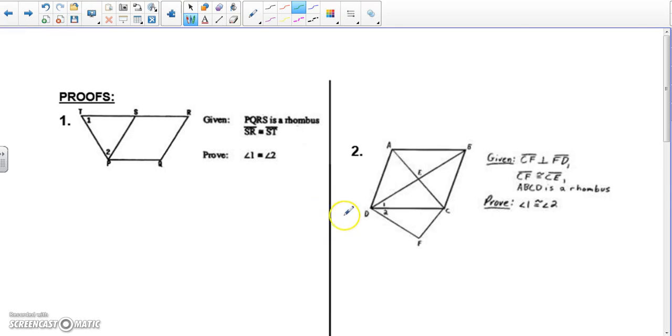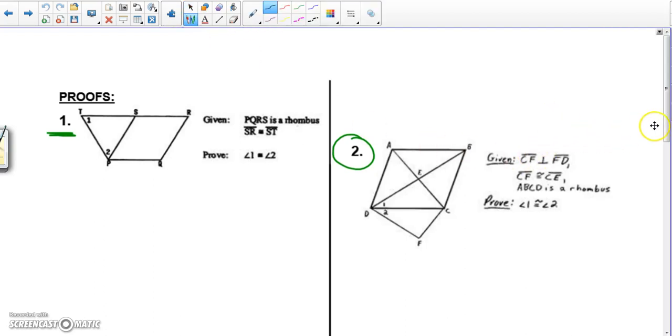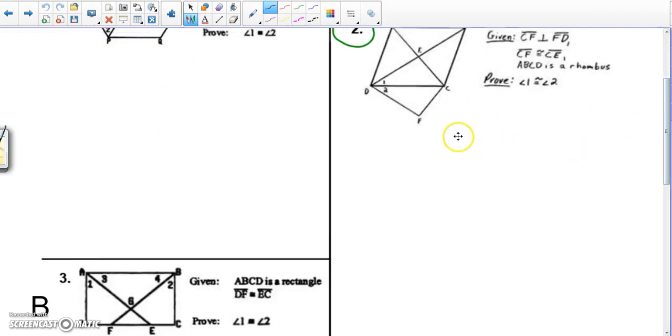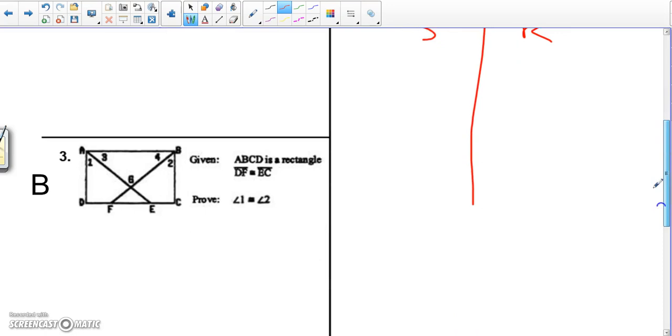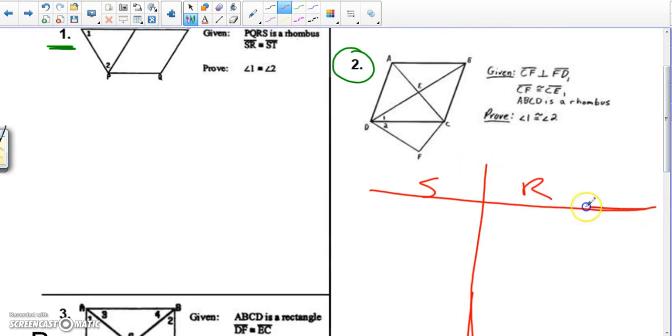Now let's do, why don't we do number 2 together? So setting up number 2. We know a couple important things right off the bat. Whoa, that was a bad line. There we go. All right.